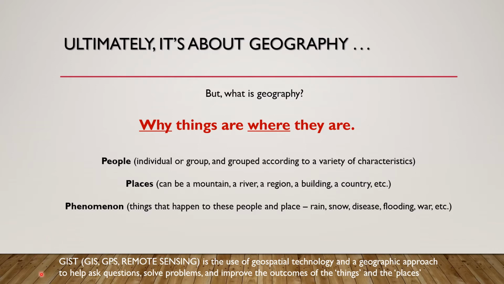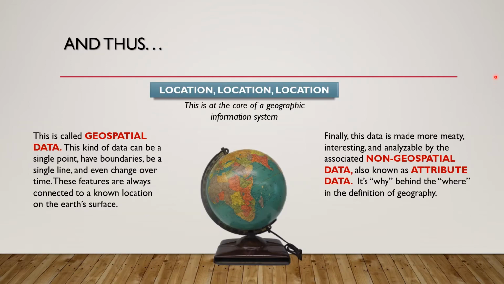Just as a side note down here at the bottom, I highlight that GIST is the use of technology to actually gather data, gather the why and the where about these things. And we'll go into that in a little more detail later on. So thus, it's all about location. Location is the primary mover in this understanding of what goes into a GIS. And this is at the core of a geographic information system.